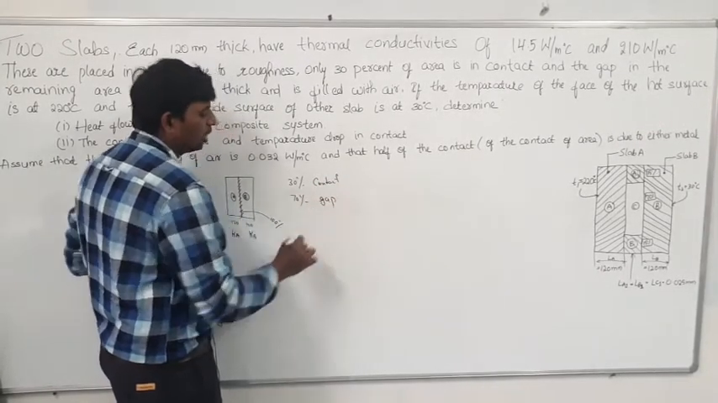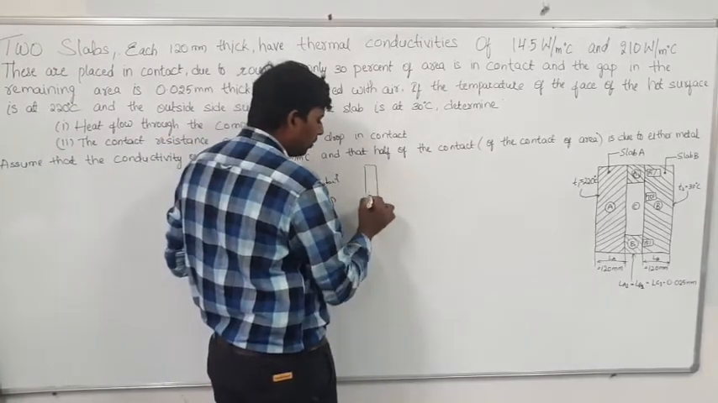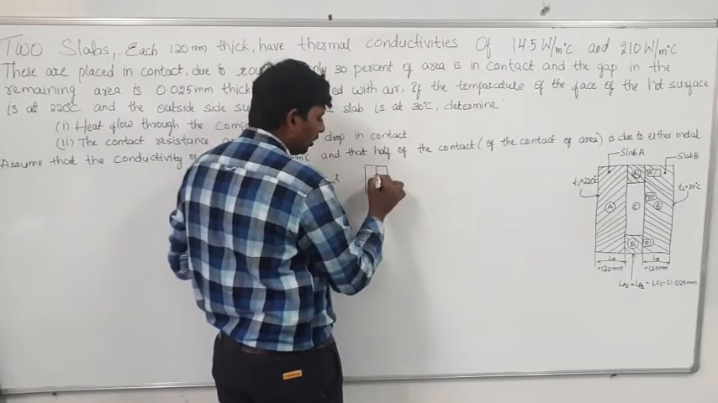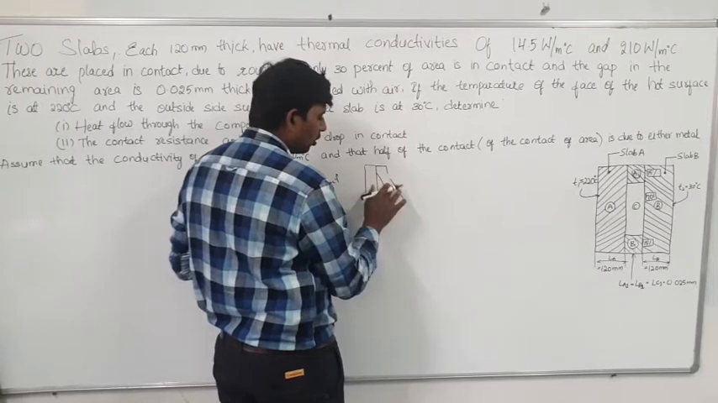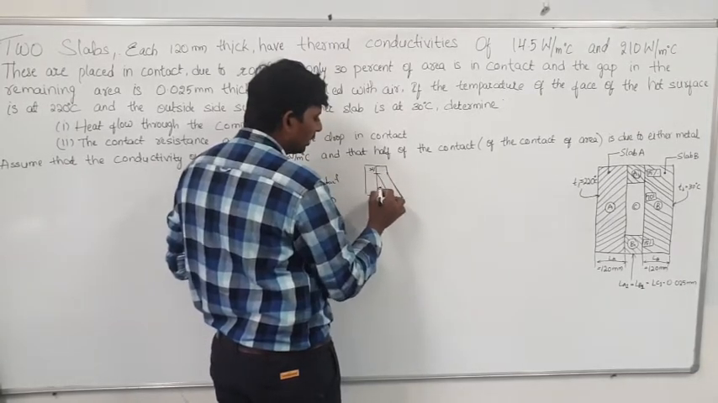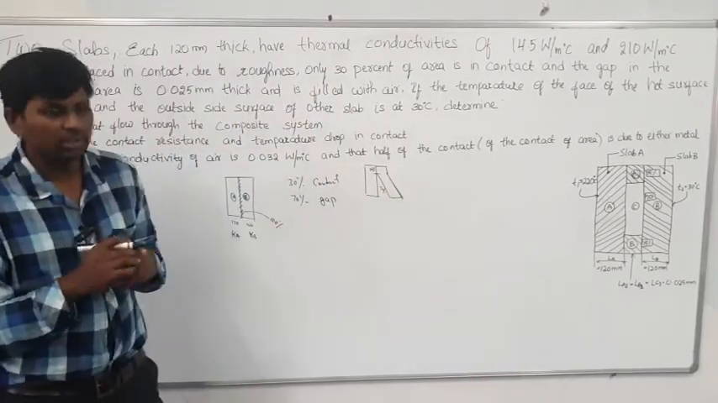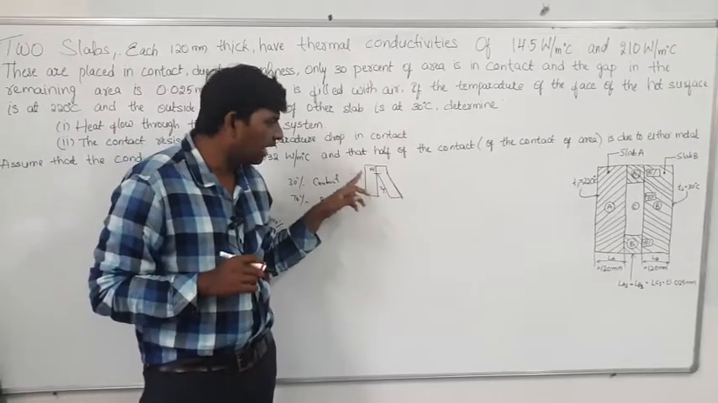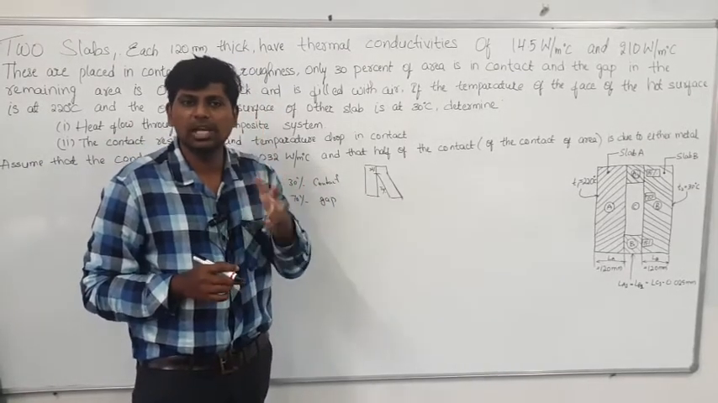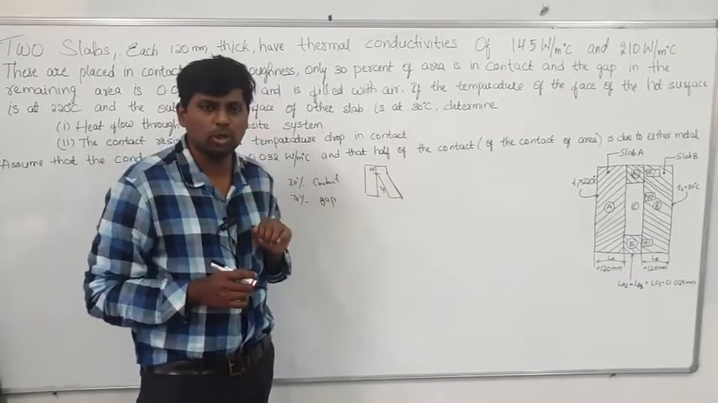Like this you have to draw the diagram. Suppose I draw like this: this is my component A and this is my component B, with 30% contact and 70% gap. I can draw it like this also, but this is wrong, because I have to give equal balance to both. This inclined component should not be there.